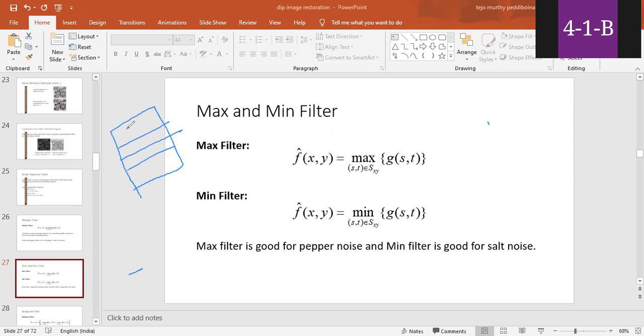For example, my image is like this. I have values 2, 4, 5, 1, 2, 3, 5, 1, 2. Then I want to replace 2 with what value? What is the maximum of this neighborhood? You have to find the neighborhood, and what is the maximum? Maximum is 5. So the 2 is now replaced by 5.